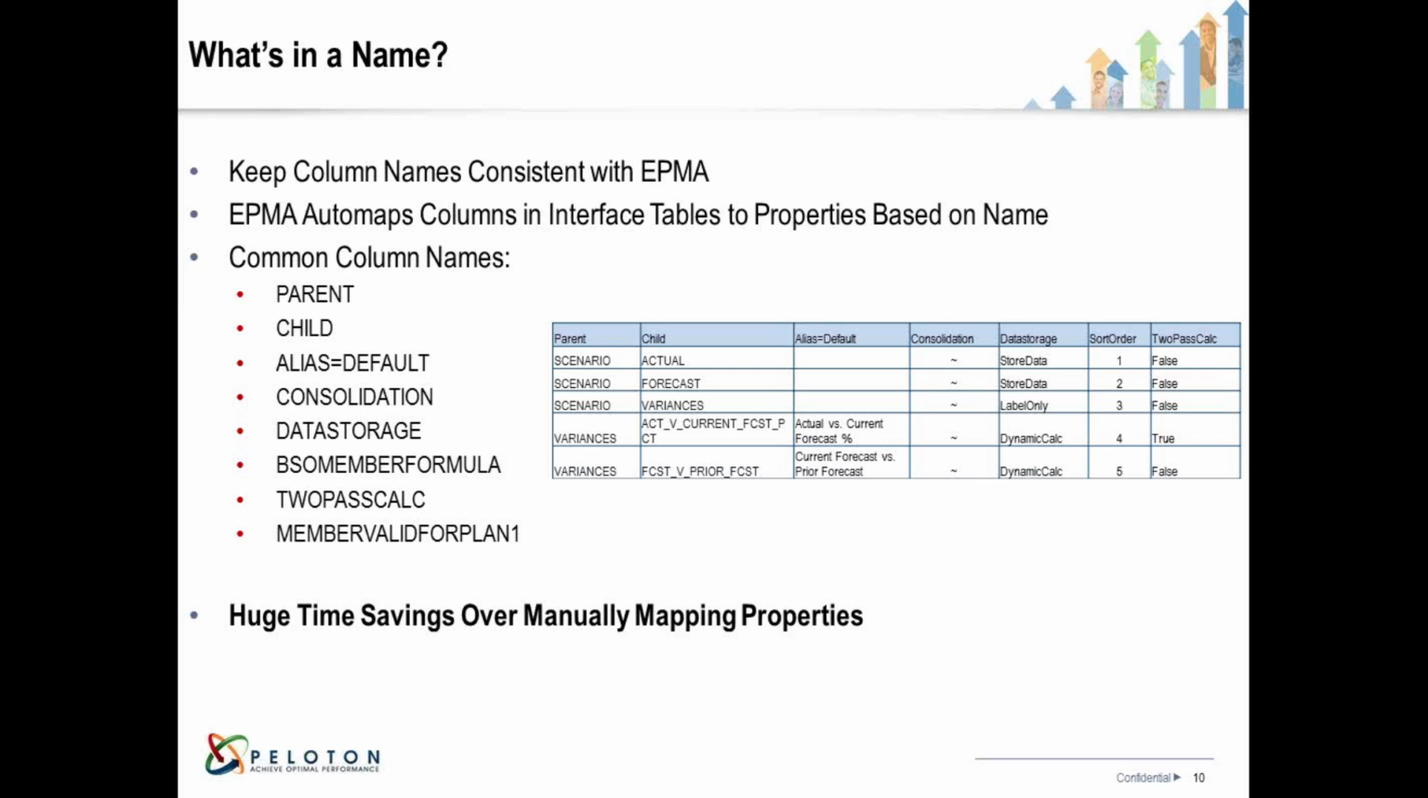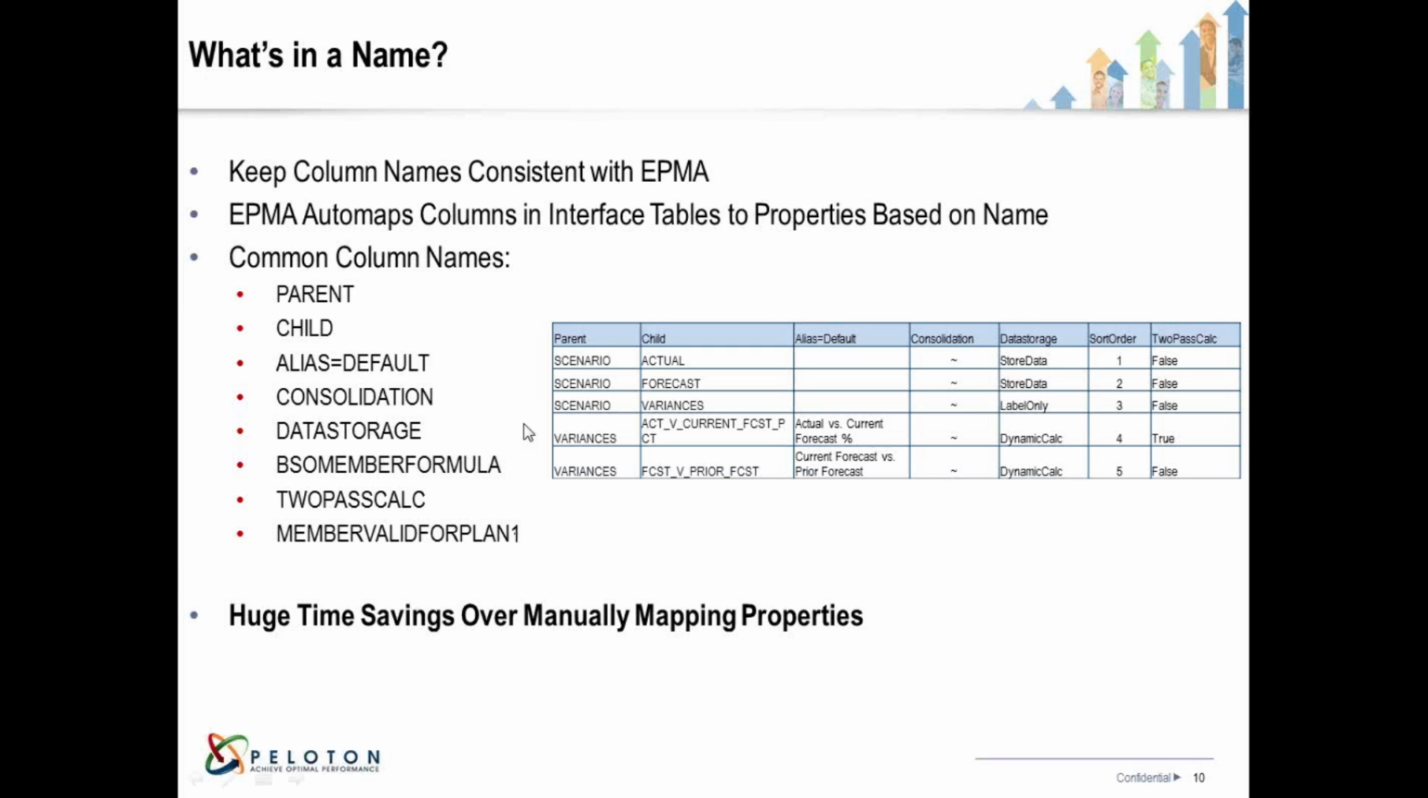So for example, for data storage, if you name it data storage, just like it is in this diagram here, when you create your import profile, it's going to see that column that says data storage, and it's automatically going to know, oh, this is the EPMA property for the data storage.